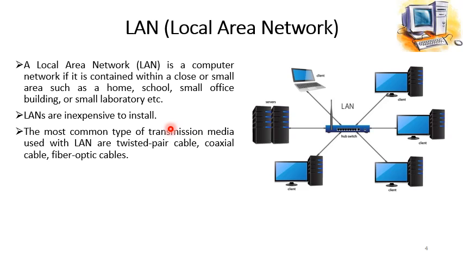The most common types of transmission media used with LAN are twisted pair cable, coaxial cable and fiber optic cables. Today wireless LAN is also becoming very popular. The Wi-Fi networks that we are using in our homes, offices or inside our buildings are also a type of LAN, but those are wireless LANs, wireless local area networks.